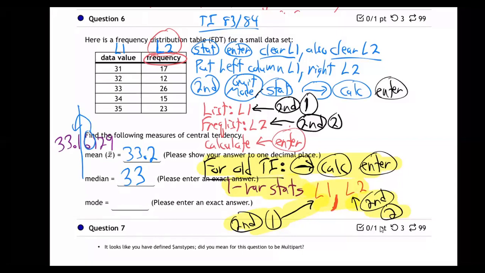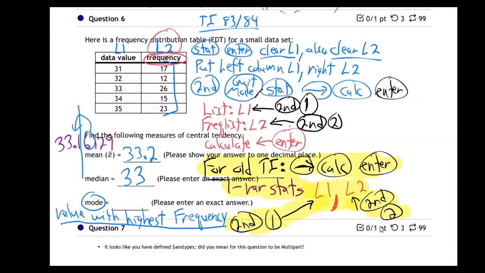Now, what's the mode? How do we figure out the mode? The mode is the value with the highest frequency. Which frequency number is the highest? Looks like 26. So that means it's the data value 33. So it's the data value that's connected with the highest frequency. 33. And there we go.